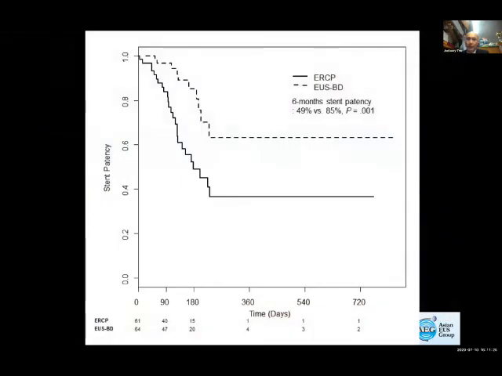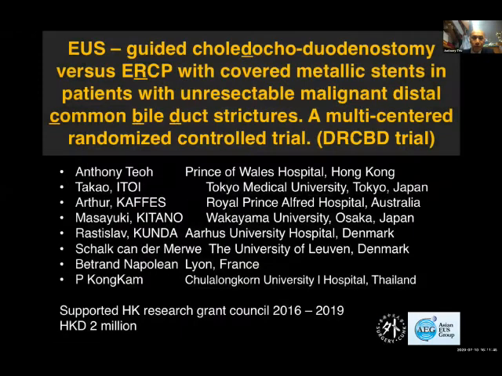This is the Kaplan-Meier curve showing that the EUS-BD arm has a significantly longer stent patency as compared to ERCP. My main complaint is that the stent patency in the ERCP arm seems a bit low for this study. So we are now performing a randomized multi-center trial. We're up to around 140 patients recruited already. So hopefully we can answer this question very soon.